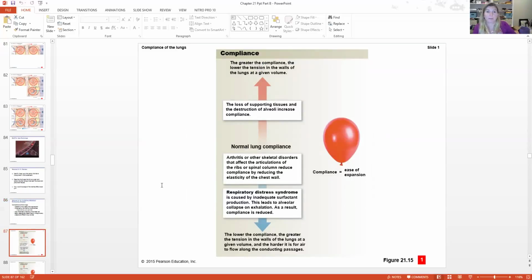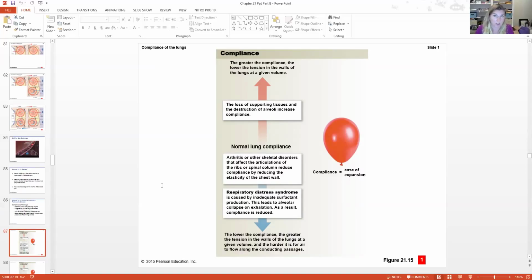So the greater the compliance, the lower the tension on the walls of the lungs at any given volume. As you lose supporting tissues and destroy the alveoli just through old age and wear and tear, that's going to increase the compliance. In normal lung compliance, arthritis and other skeletal disorders can cause a decrease, reducing the elasticity and resilience of your lungs.